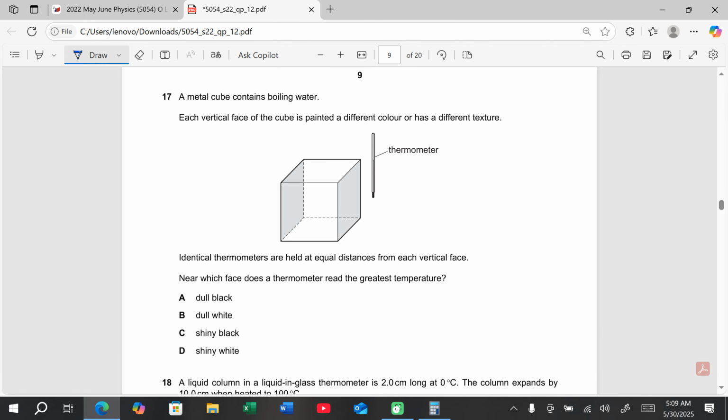A metal cube contains boiling water. Each vertical face of the cube is painted with a different color and has a different texture. Identical thermometers are held at equal distance from each vertical face. Near which face does the thermometer read the greatest temperature? So we need the one which is going to be a good absorber. Dull and black surfaces are good absorbers.